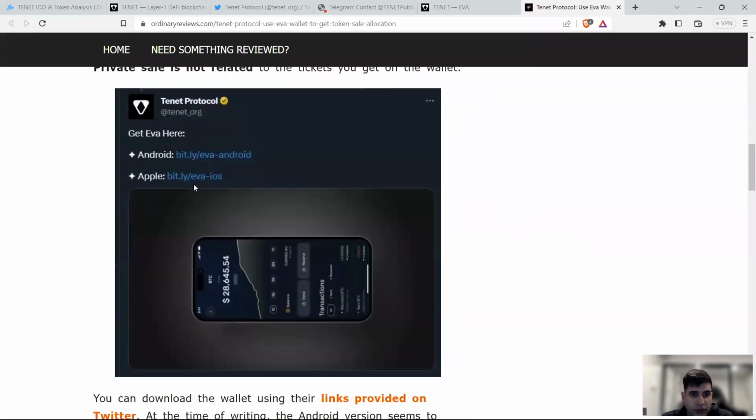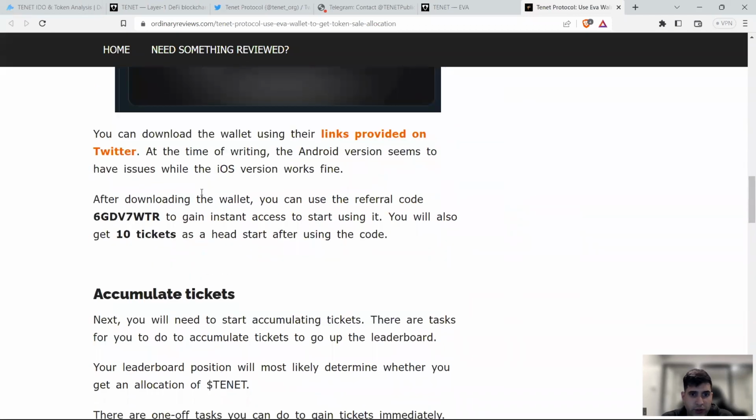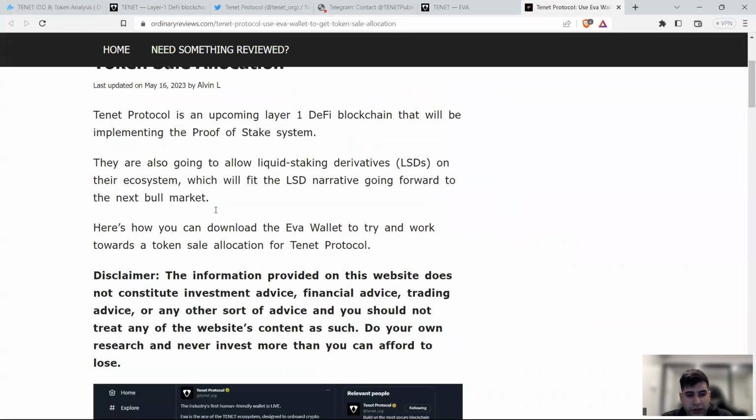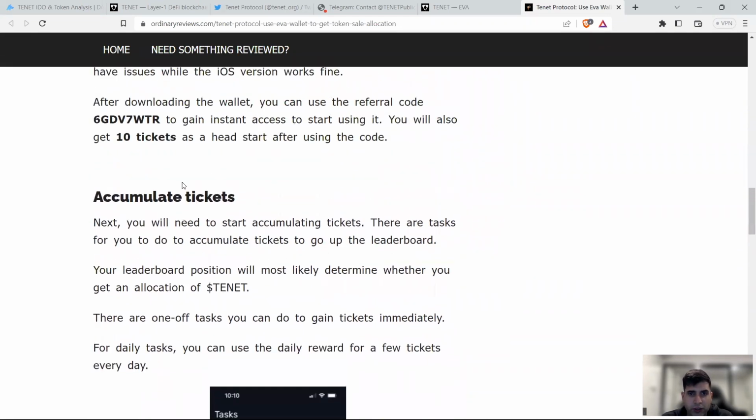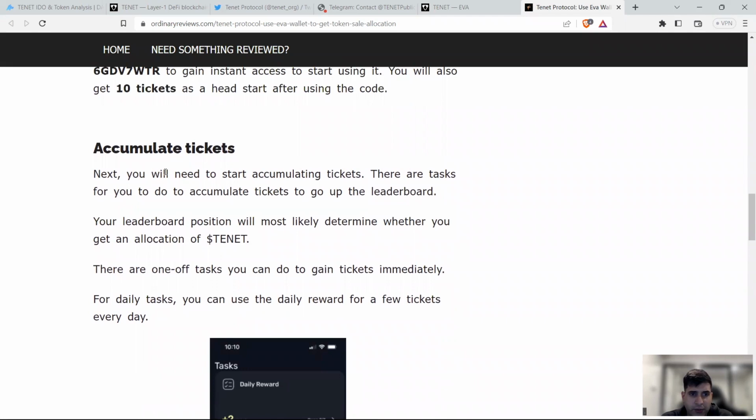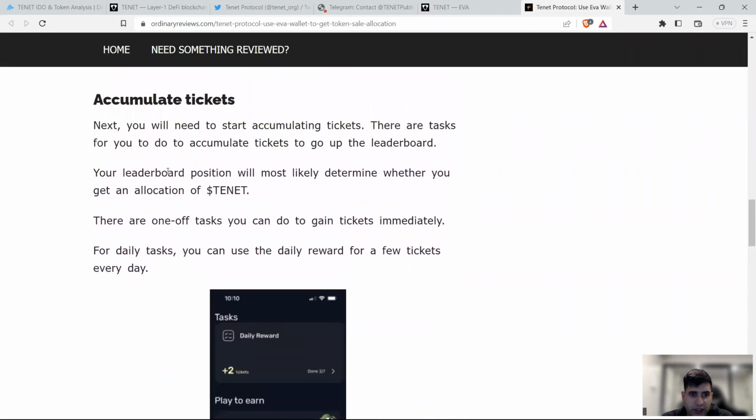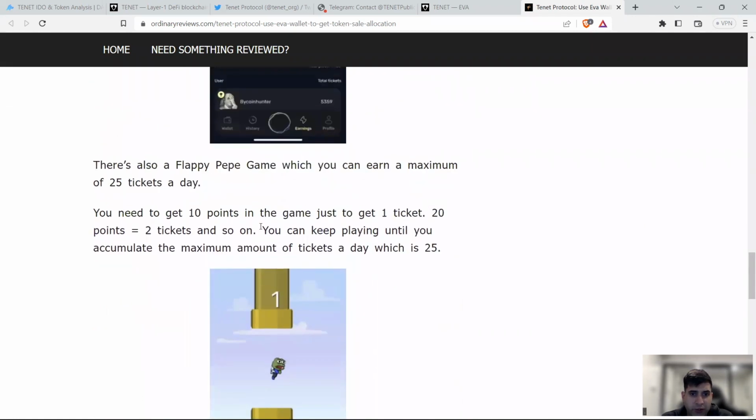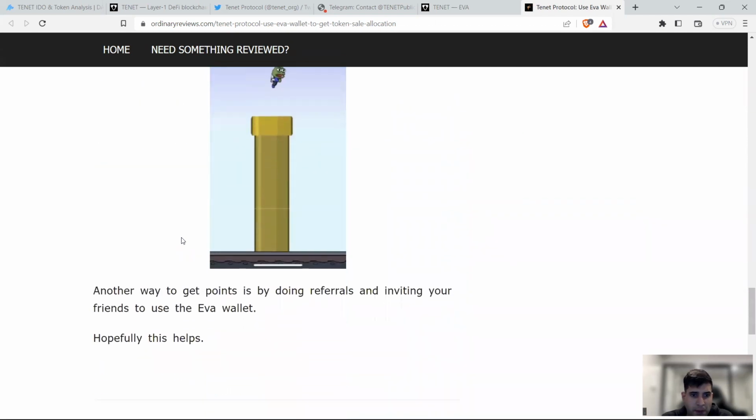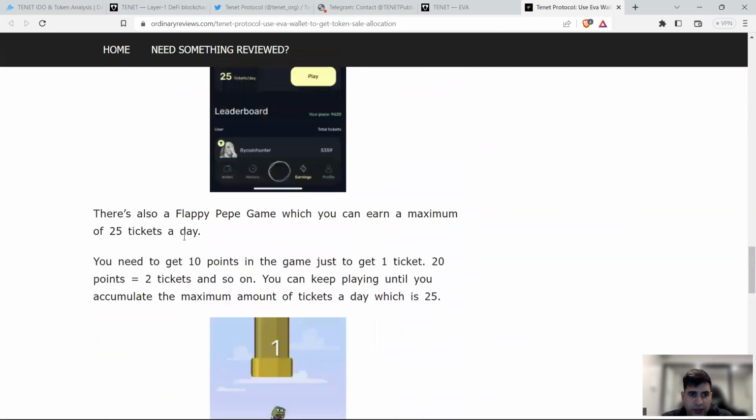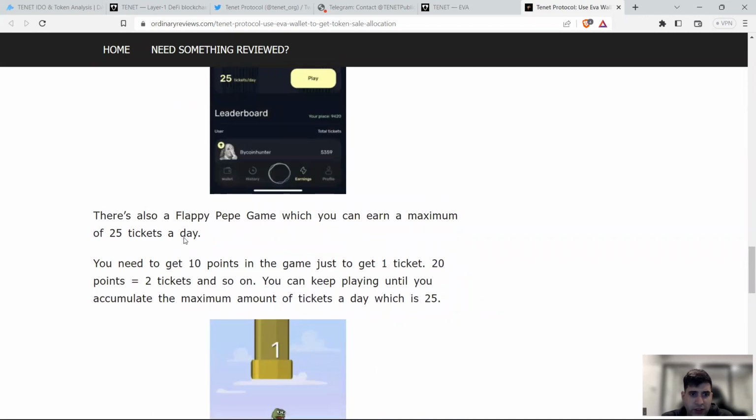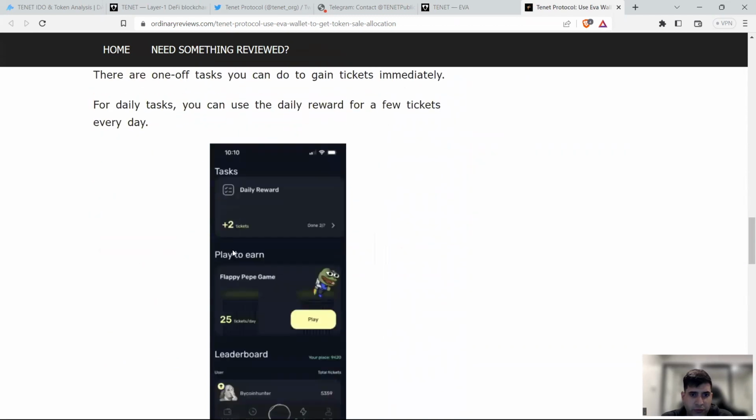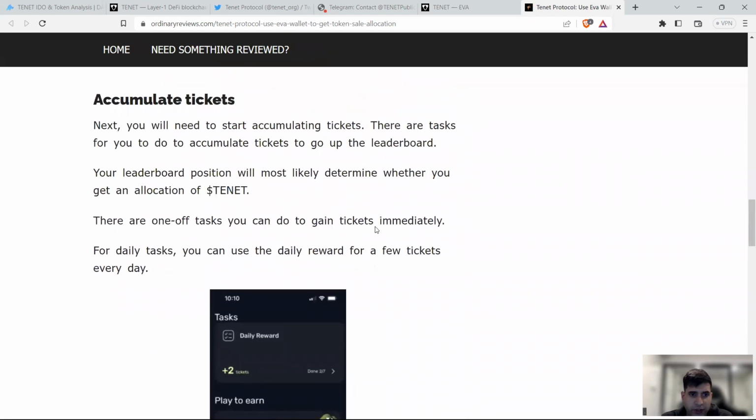So what you do is you download it. Once you download, you use a referral code. I guess this is someone's article, but yeah, you can use a referral code to join. I'll give you my referral code. You get 10 tickets as a head start after using the code. You accumulate more tickets every day by doing daily rewards and daily tasks. And then there's also a game that you can play. By playing the game, you need to get at least 10 points to get one ticket, 20 points gives you two tickets. The maximum you can get is 25 tickets. And also you can do referrals and participate. So you can do daily tasks, as I said. And as I said, there's a one-off task that you can do to gain tickets immediately.